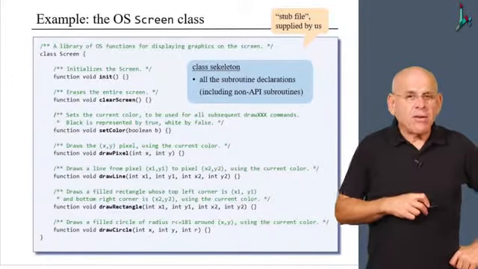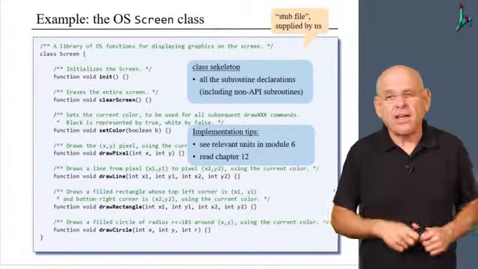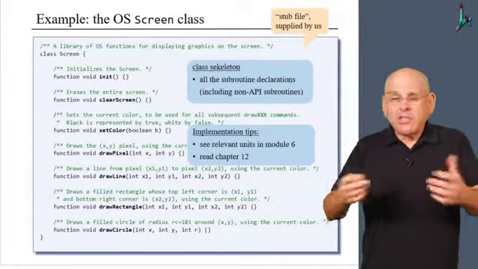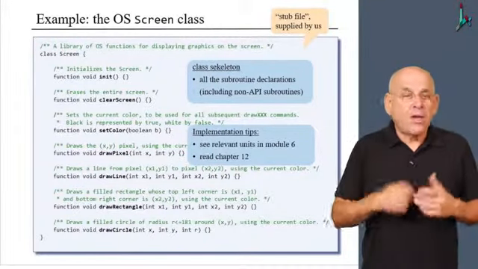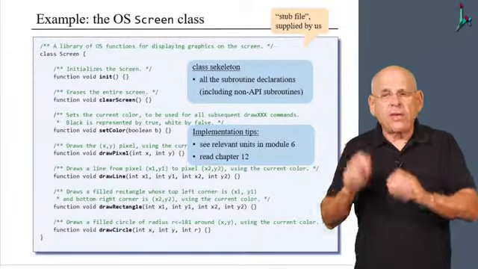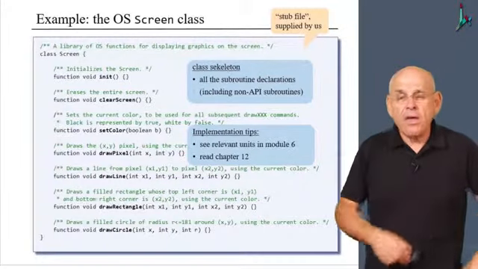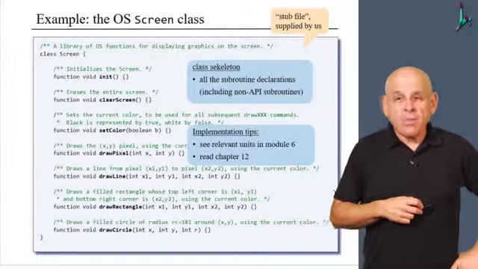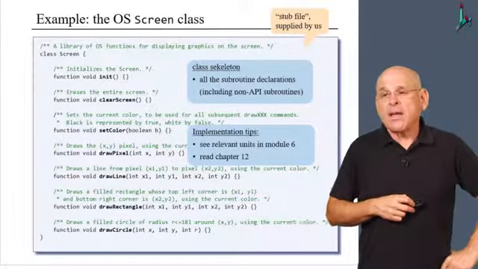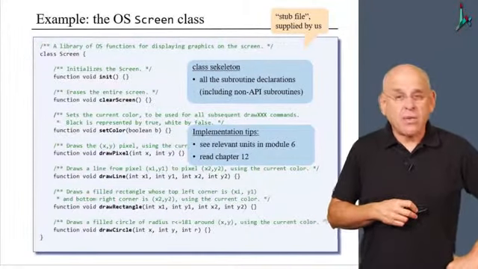Now, how should you go about implementing this class? Well, we discussed it in several units in this module. So you just go back, you reread, if necessary, the relevant units in Module 6. If you want, you can consult Chapter 12 in the book, and then you just go on and implement every one of these methods using the Jack language. So that's how you will develop the Screen class.